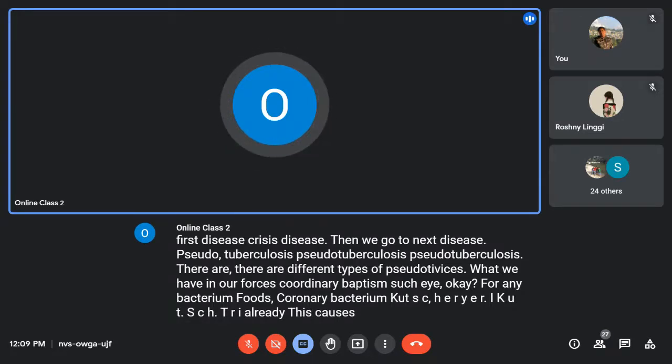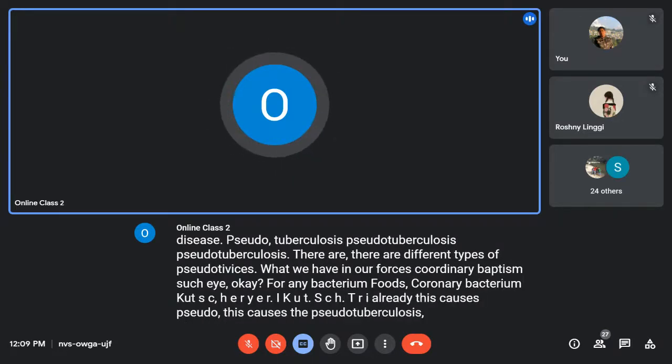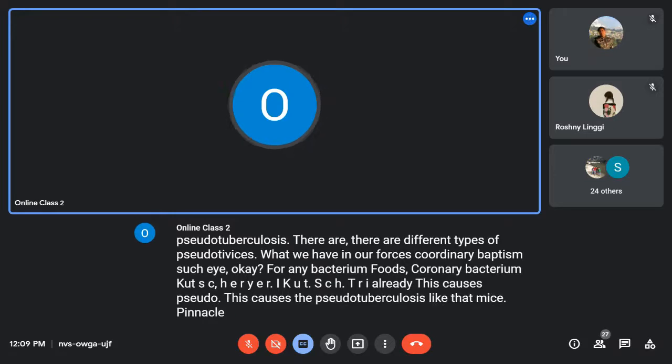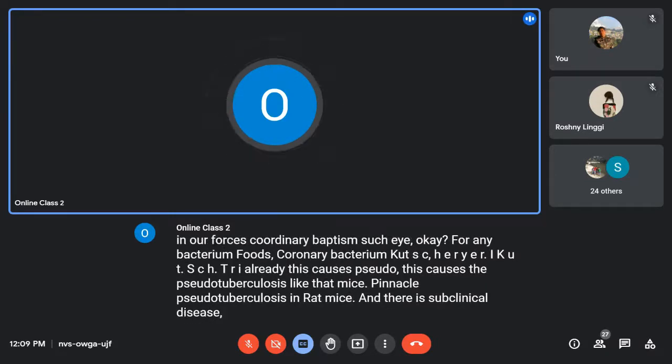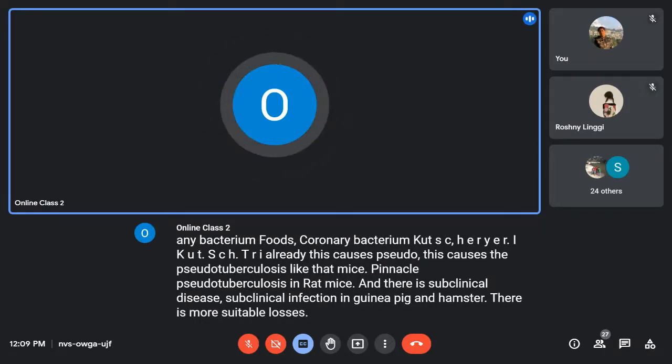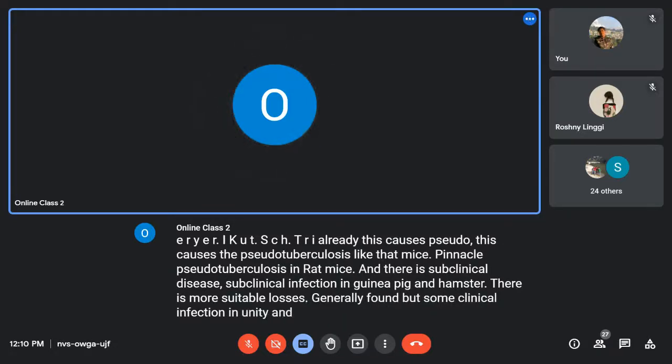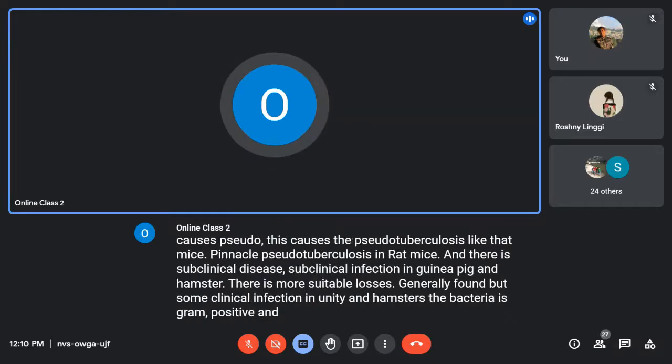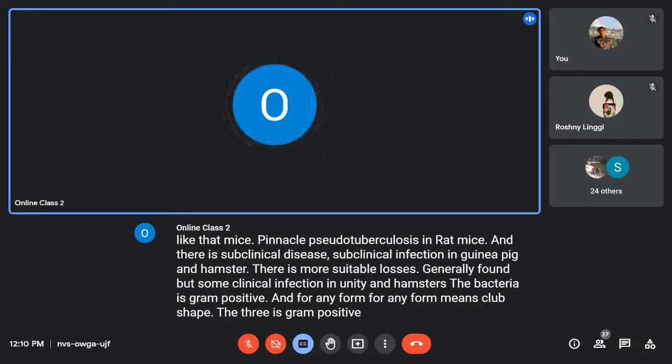This causes clinical pseudotuberculosis in rats and mice, and there is subclinical infection in guinea pigs and hamsters. There is no pseudotuberculosis generally found, but subclinical infection in guinea pigs and hamsters. The bacteria is gram-positive and coryneform. Coryneform means club-shaped.